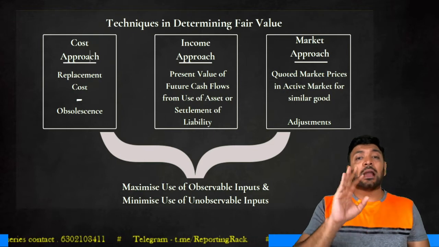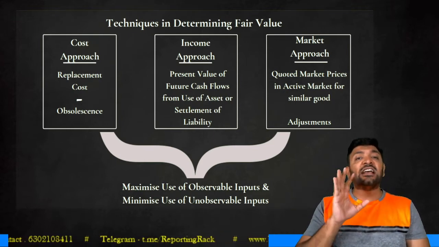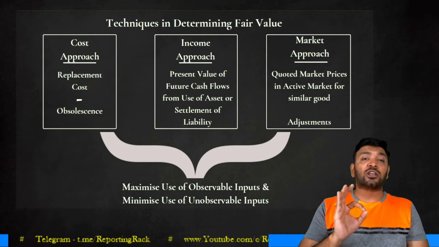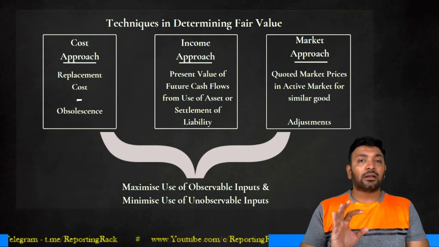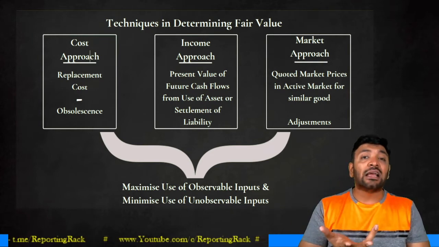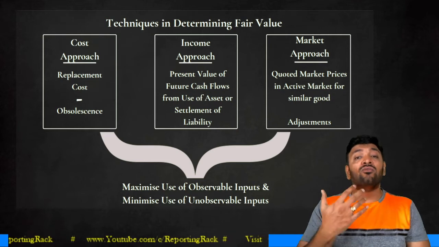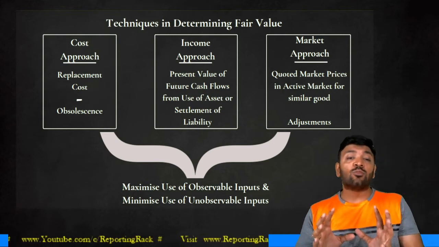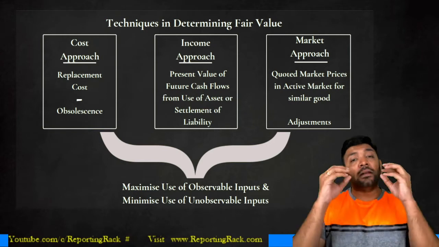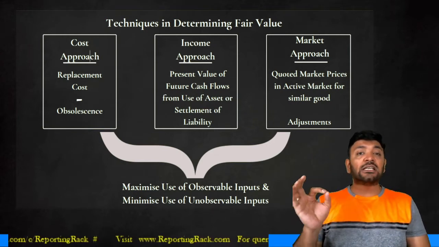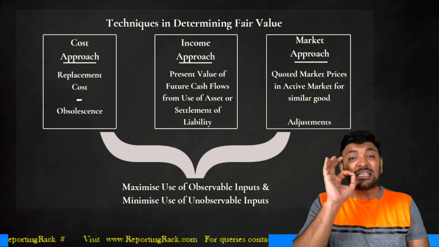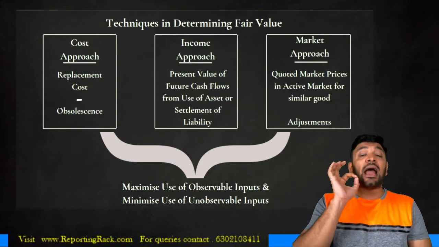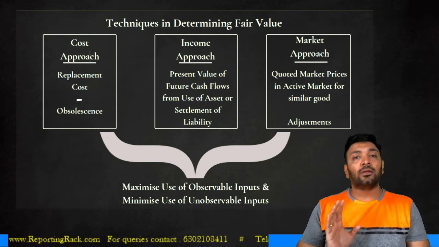So whenever you are trying to apply a particular technique of determining fair value, you will always have to apply the one which uses the maximum market observable inputs and minimum unobservable inputs. Clear? Which is more relevant depends on the asset. I am not saying the cost approach is more relevant, or the income approach, or the market approach. I'm leaving it to you. You can choose any of these three approaches in determining fair value, but the approach selected should maximize the market observable inputs and minimize the unobservable inputs. Clear?